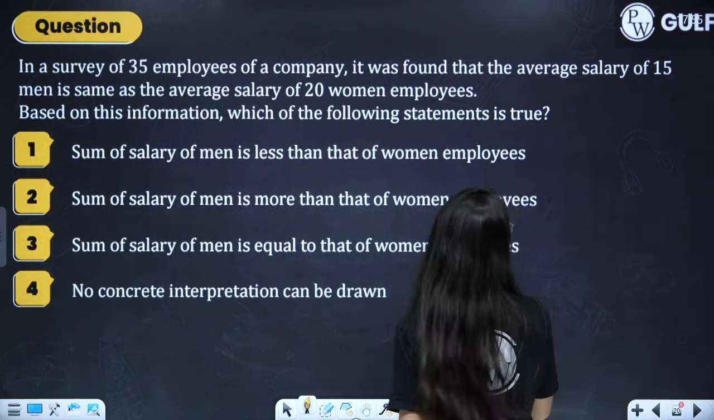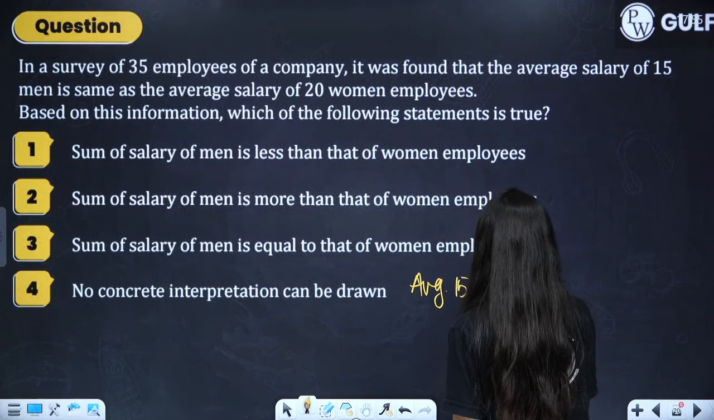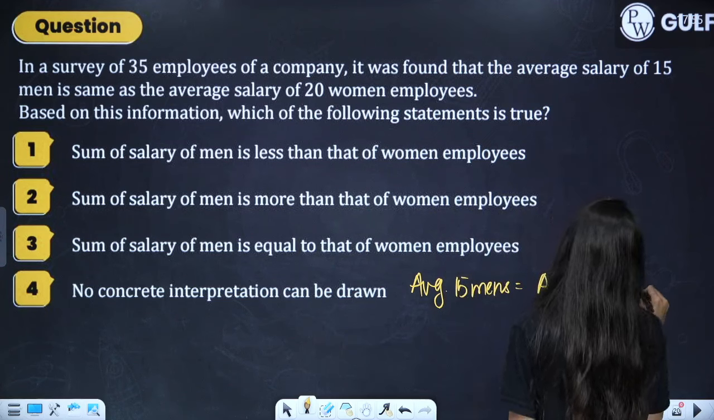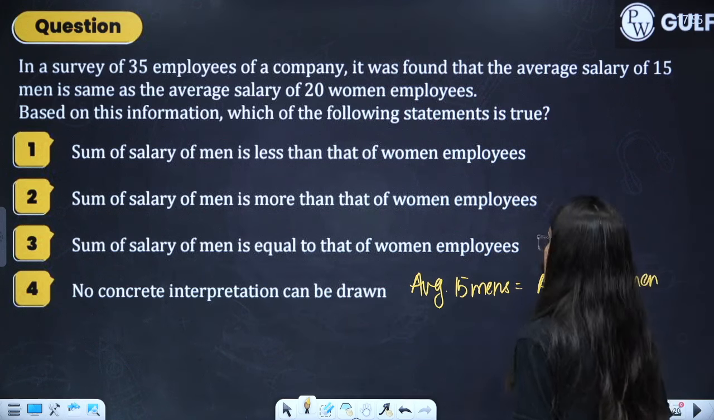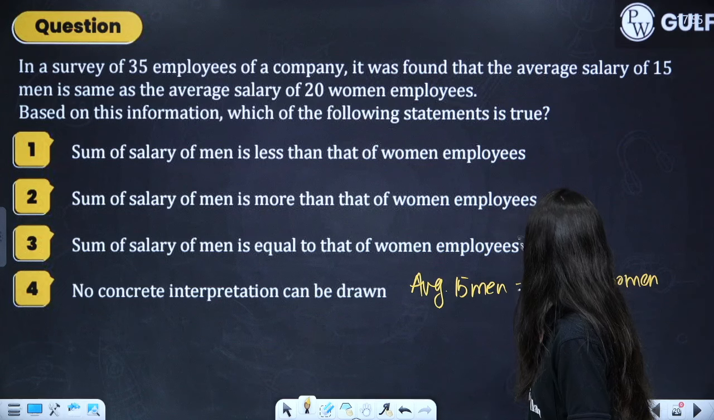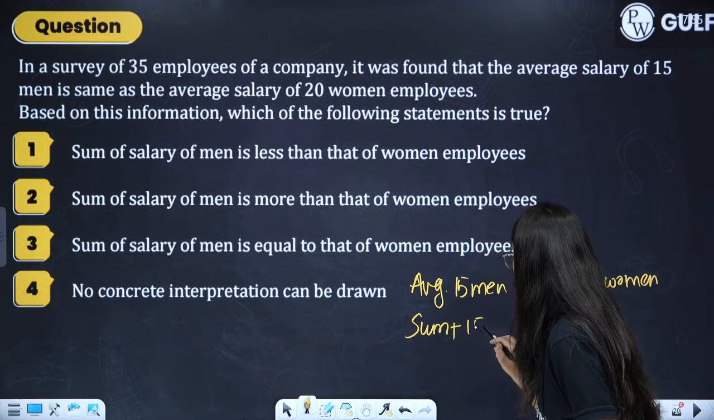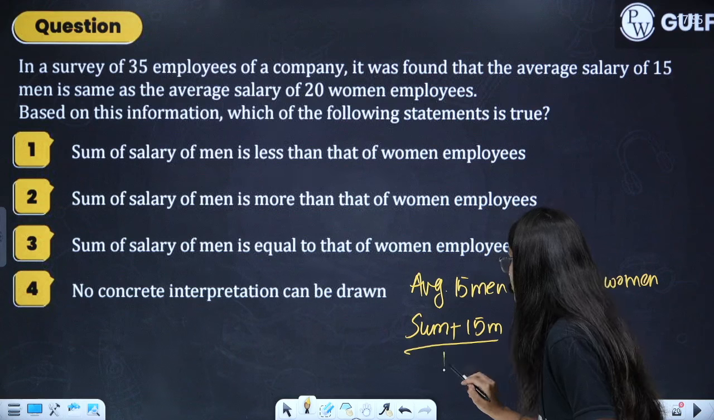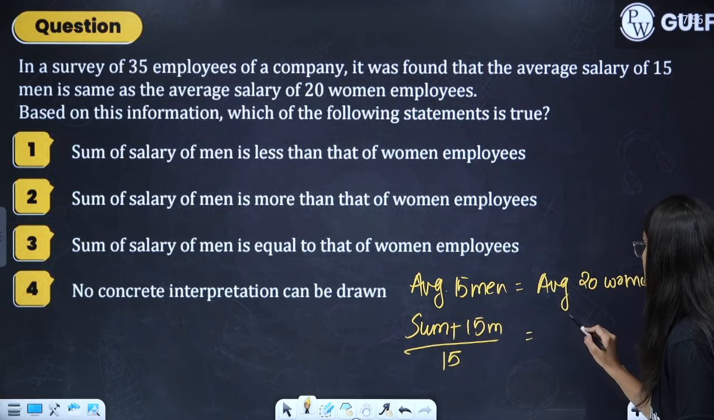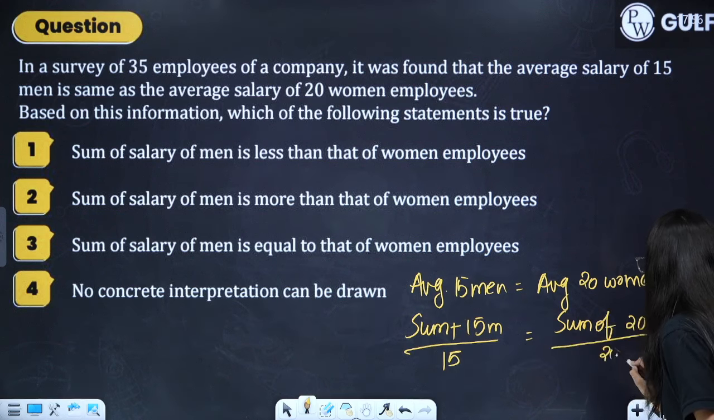That means I can say that the average of 15 men's salary is equal to the average of 20 women's salary. Okay, now how could the average be found out? Average is the sum of salaries of 15 men divided by 15, that is, dividing by the total number. Then the sum of salaries of 20 women divided by 20.